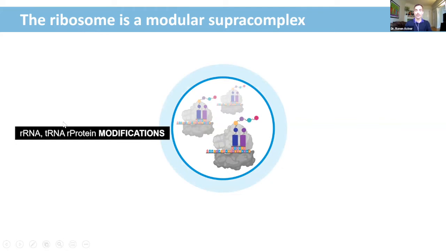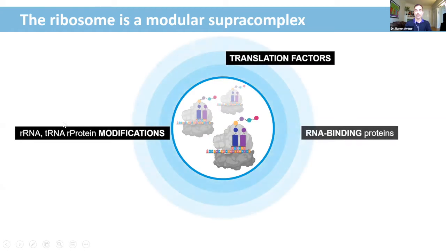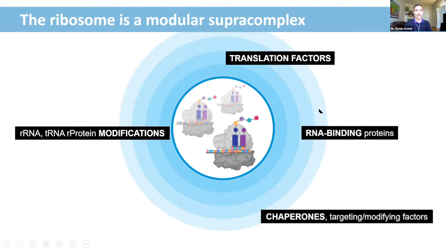well as dynamic association and dissociation of translation factors, RNA binding proteins, and chaperones or other enzymes that interact with nascent chains. These not only guide translation rate and fidelity, but also targeting, folding, and half-life of newly synthesized proteins. And together, they can form tens of thousands of different ribosome supracomplexes.